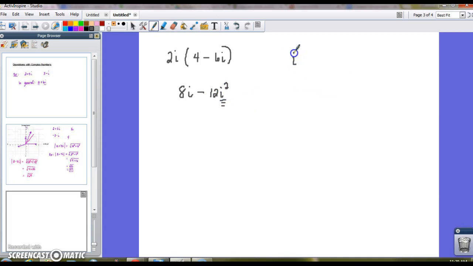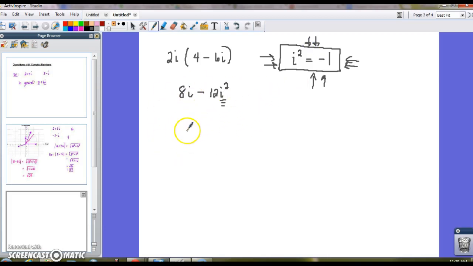We talked about this back when we first introduced the idea of imaginary numbers. And this is one thing that you need to make sure that you remember. So tattoo it on your brain somehow. But make sure you remember this. i squared is equal to negative 1. Make sure you know this. This is super, super important. Okay, i squared is negative 1.